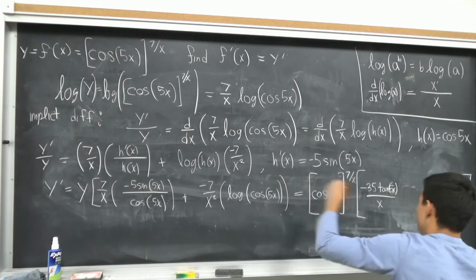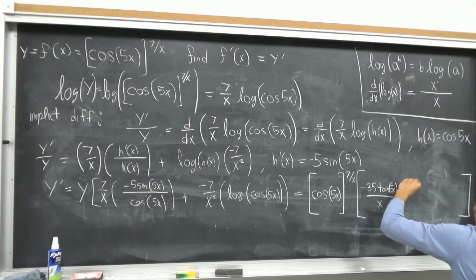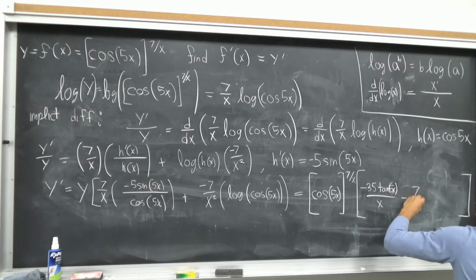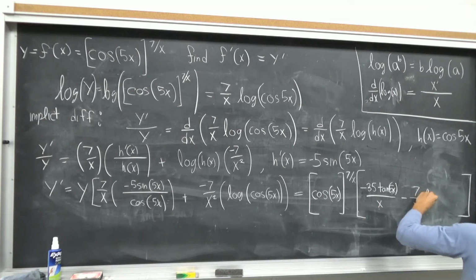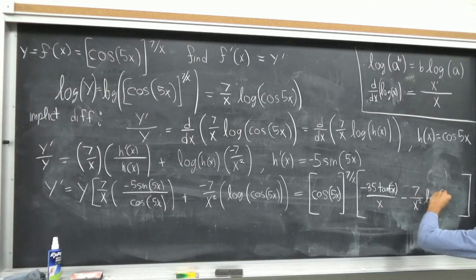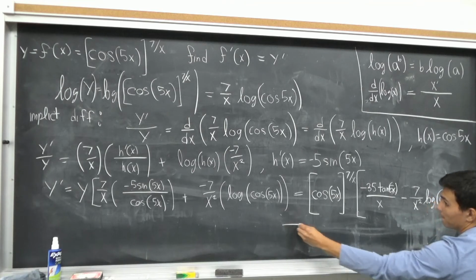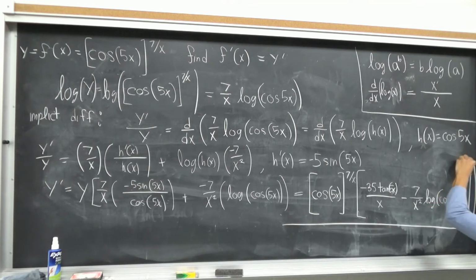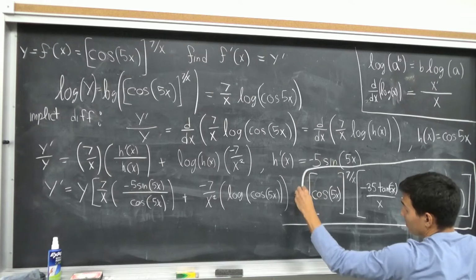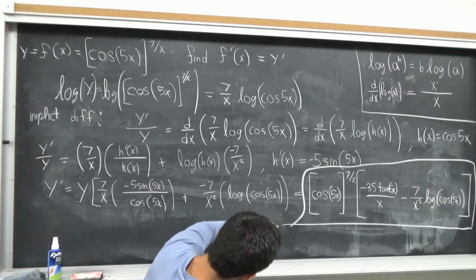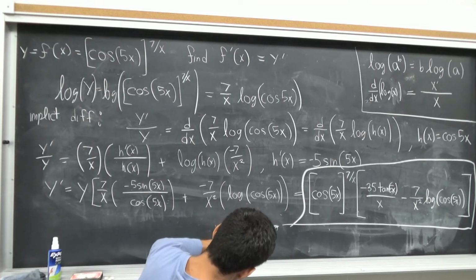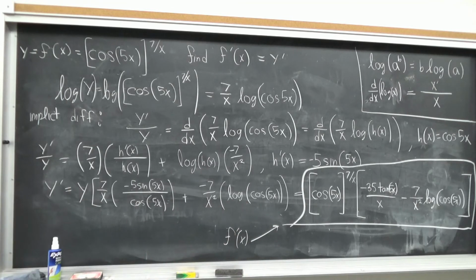Then minus 7 over x squared, and this guy right here, log cosine of 5x. Look at that. That's f prime of x. A lot of work, huh?